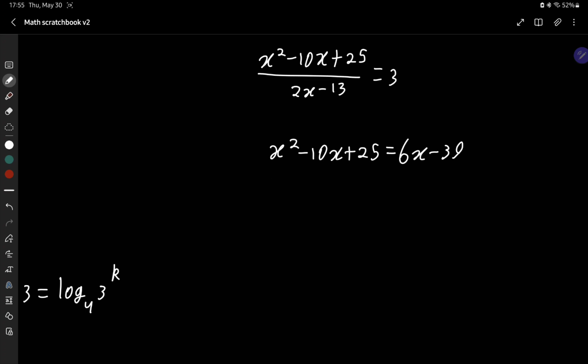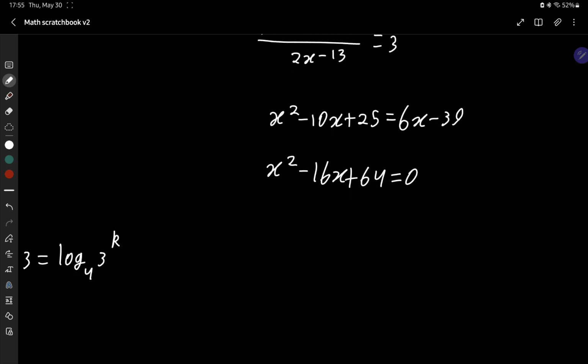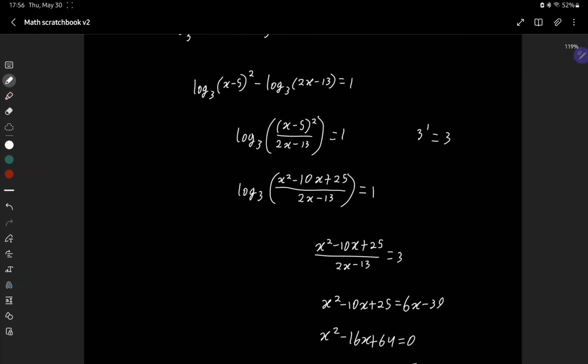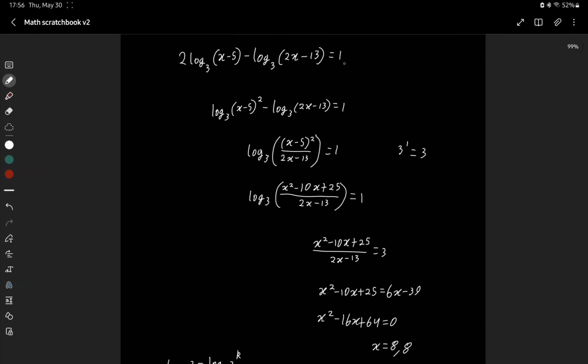Shift everything to one side so you have a quadratic that gets you x squared minus 16x plus 64. And you don't even need to use the quadratic formula here. You can easily tell that x will either equal 8 or 8, and they're both the same solution. So the solution for x is x equals 8.